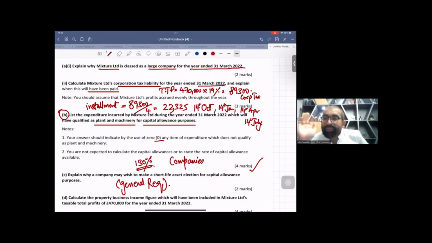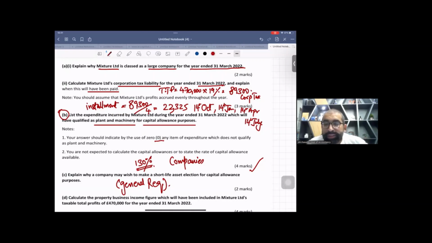If you are eligible for 130% on main pool, and short life asset belongs to the main pool family, then just use a matchbox or a lighter on the short life asset election. Why go for 18% if you are getting 130% now? Is this working? So one point you can write is that when you can get 130% on short life asset, then no need to do any election or depool.